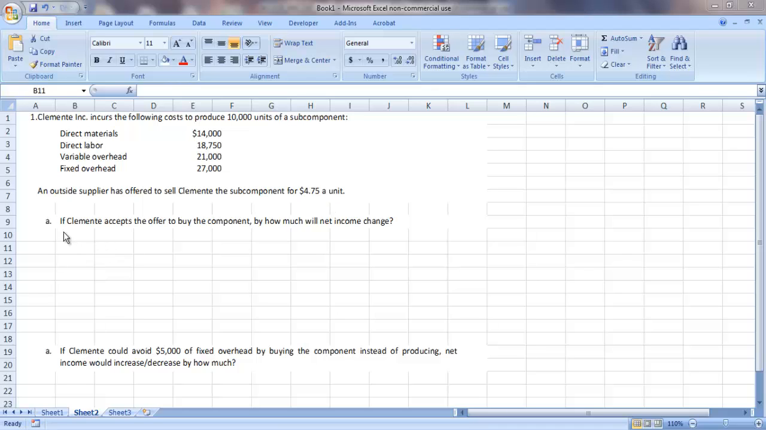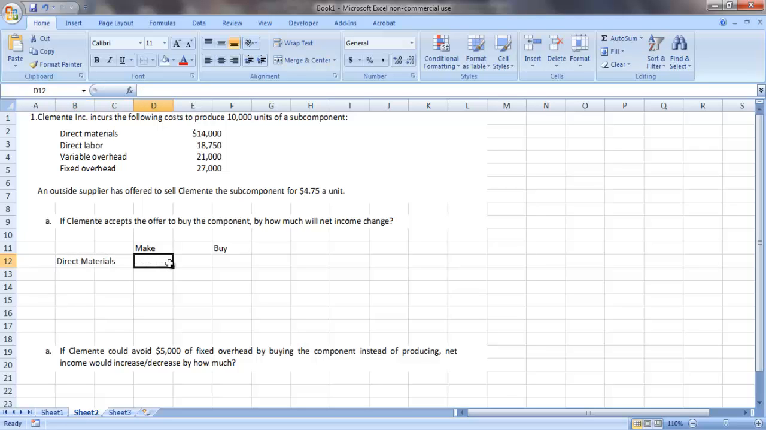Part A says, if Clementi accepts the offer to buy the component, by how much will net income change? Basically, again, we're just trying to determine which is more economically beneficial to us, making the component in-house, as we have been doing, or buying it from the outside supplier for $475 a unit. So we'll set up two little columns here, one for make, one for buy, and we'll consider each cost individually.